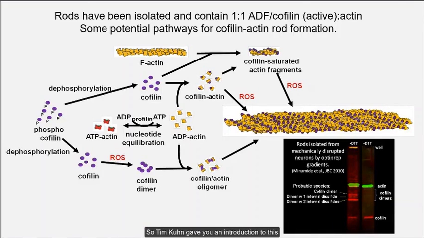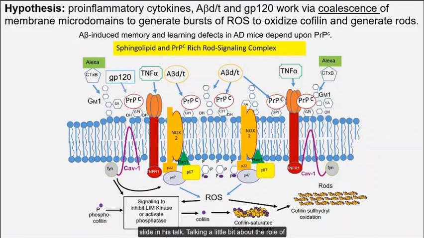Tom Kuhn gave you an introduction to this slide in his talk, talking a little bit about the role of TNF-alpha receptors and prion proteins and signaling for activating a transmembrane NADPH oxidase, giving rise to reactive oxygen species, which can lead then to localized cofilin oxidation and bundling of these filaments into rod-like structures. This kind of signaling complex works with the HIV gp120 protein that he told you about. Amyloid beta dimers and trimers especially work through this pathway. TNF-alpha stimulates things through this pathway.